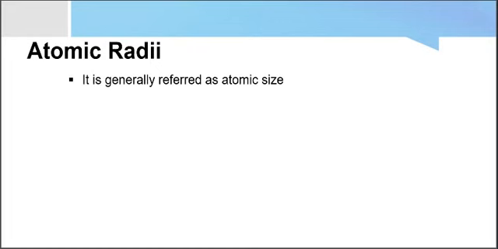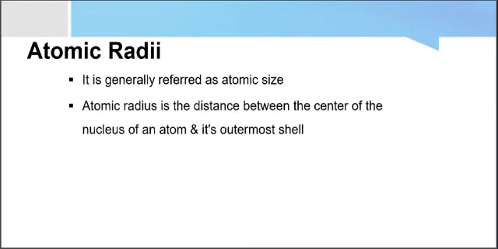Atomic size is dependent upon atomic radii, so they are directly proportional. Atomic size is directly proportional to atomic radii. So atomic radius is the distance between the center of the nucleus to its outermost shell. Just as in a circle, what is the radius? The radius is from the center till the circumference. That is known as the radius of the circle. Similarly, in an atom, the distance between the center of the nucleus and the outermost shell is known as atomic radius.